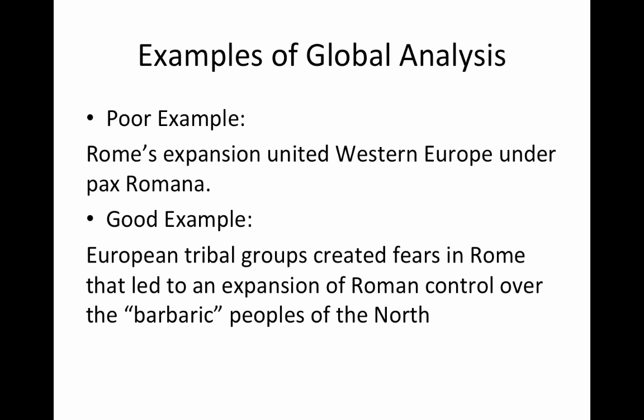So here's a good example. European tribal groups created fears in Rome that led to an expansion of Roman control over the so-called barbaric peoples of the north. Okay, notice how this is global analysis. It's the European tribal groups, outside of Rome. They had the effect internally to Rome. That led to more Roman control. That led to more empire. So notice how global analysis is moving from the outside having effects on the region you're talking about.